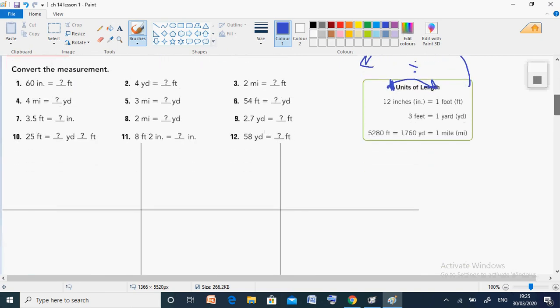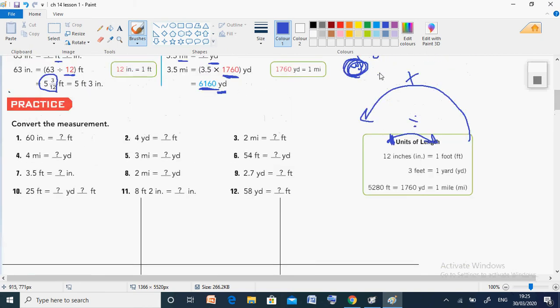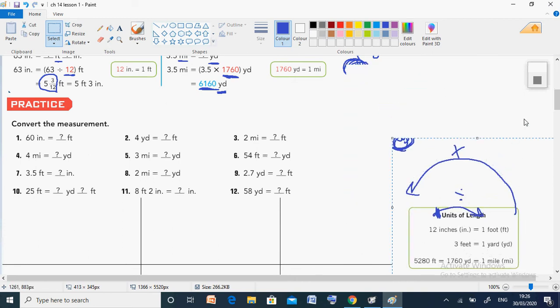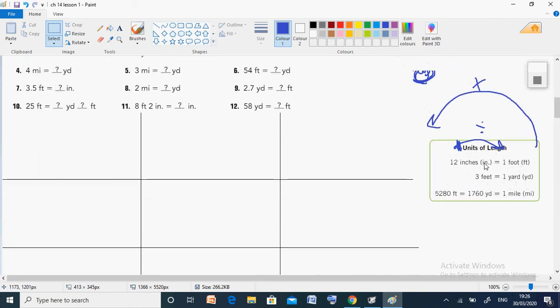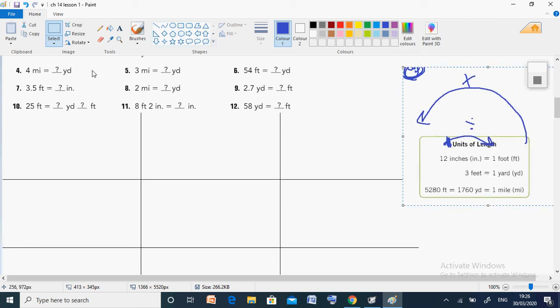Now, I will copy this one and I will take it with me down, because here you have to memorize this. It's very important. You have to keep it in your mind when we have to divide, when we have to multiply. Okay, so multiply and divide.